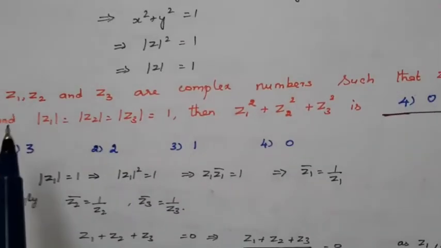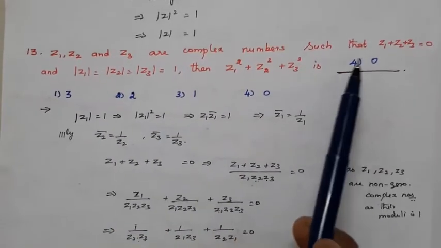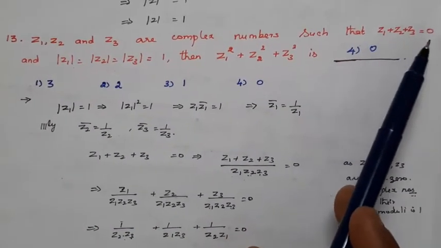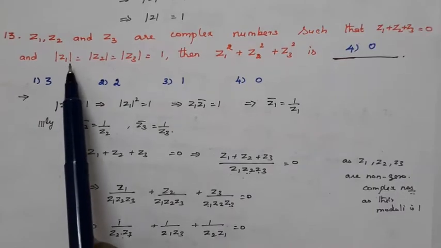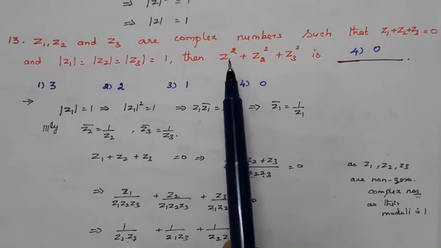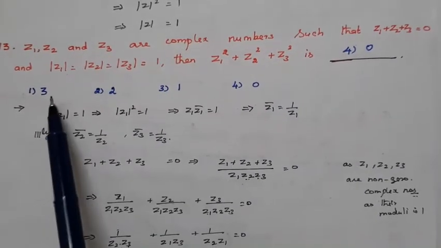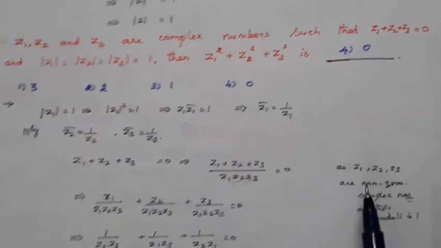Now let us see the 13th one. Z1, Z2 and Z3 are complex numbers such that Z1 plus Z2 plus Z3 equal to 0 and modulus of Z1, modulus of Z2 and modulus of Z3 equal to 1. Then Z1 squared plus Z2 squared plus Z3 squared is dash. Options are 3, 2, 1 and 0.